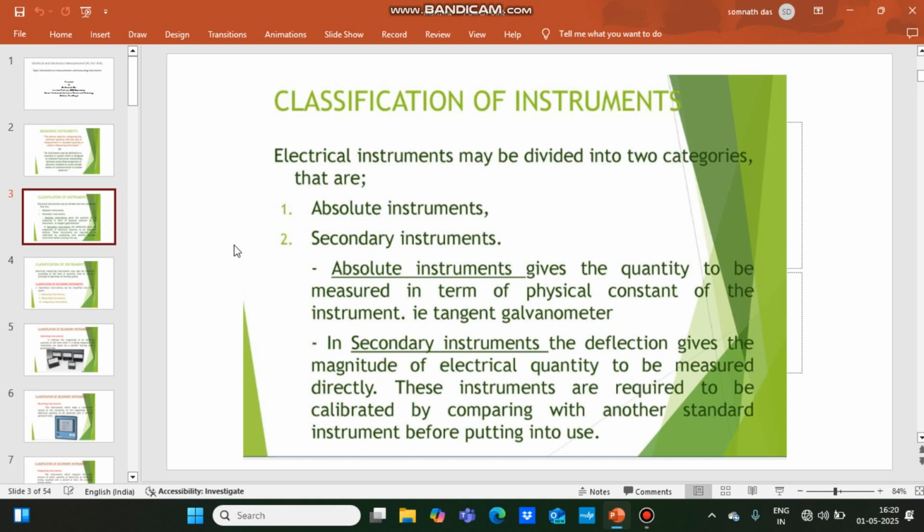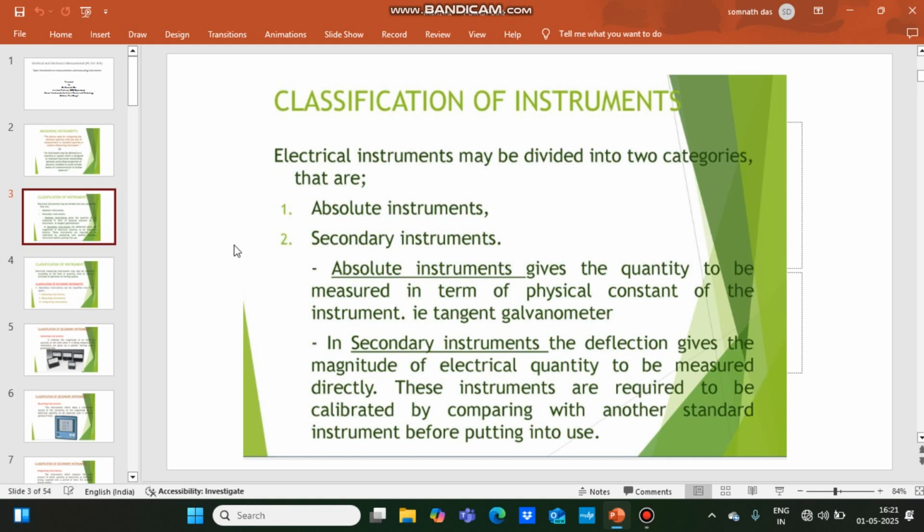Now, if we classify the instruments, we can classify them broadly into two categories, that are absolute instruments and secondary instruments. What are absolute instruments? Absolute instruments give the quantity to be measured in terms of the physical constant of the instrument. That means the value of the measurement is expressed in terms of the physical constant of the instrument. An example of this type of instrument is the tangent galvanometer.